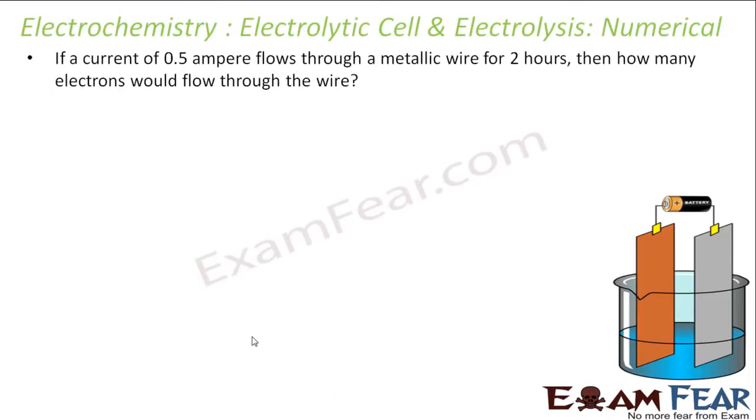We'll take some more numericals now. It says if the current of 0.5 ampere flows through a metallic wire for 2 hours, how many electrons would flow through the wire?